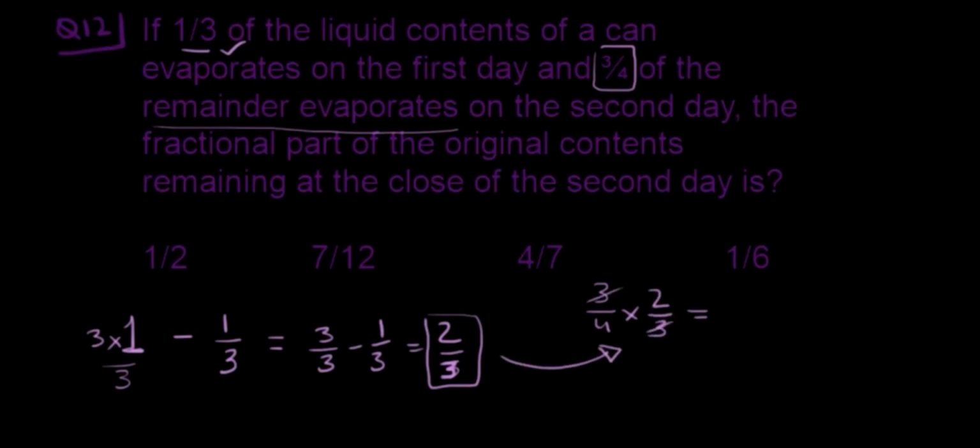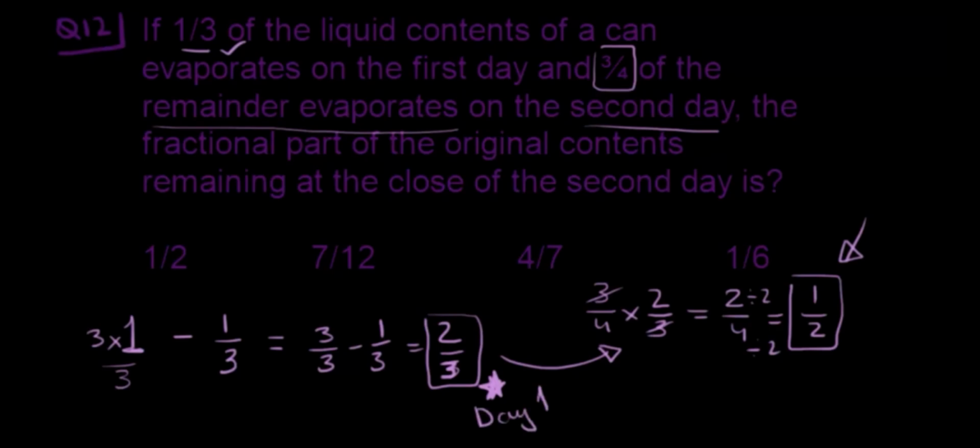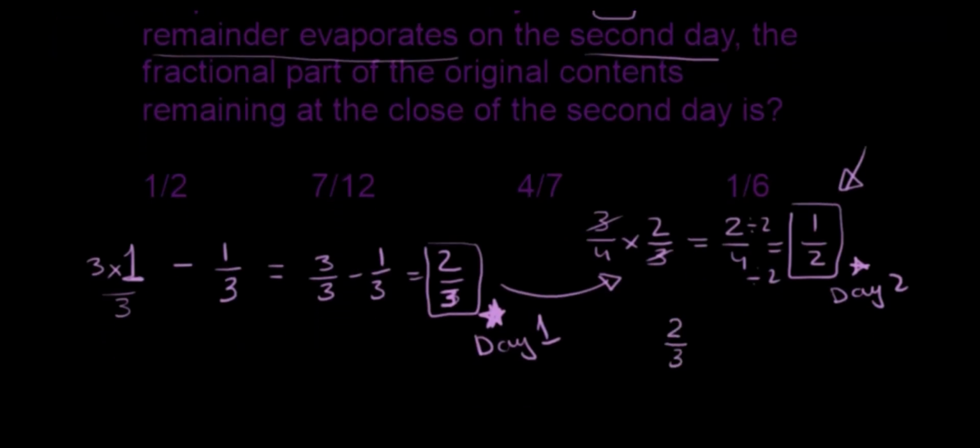3 and 3 cancel out. That leaves me with 2 over 4, which can be simplified. Divided by 2, which is 1 over 2. So that means this is what evaporates on the second day. This part is gone from this one over here. This is what I have left over on day 1. And day 2, half of it goes away. That means what I need to do is, out of the 2/3, half is gone.